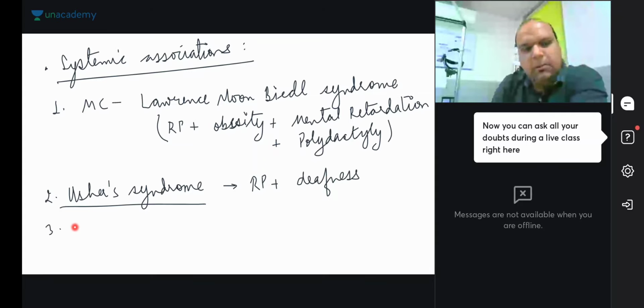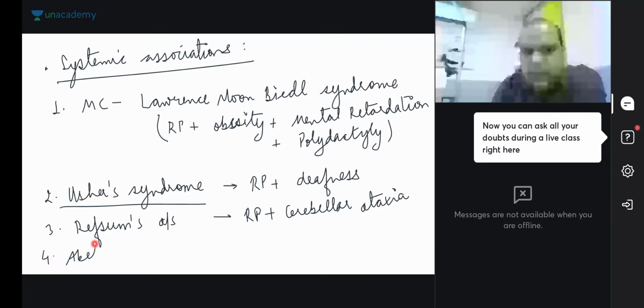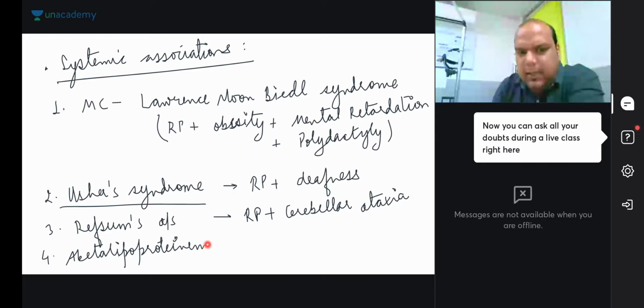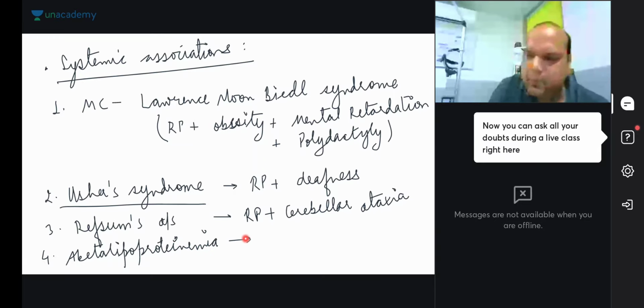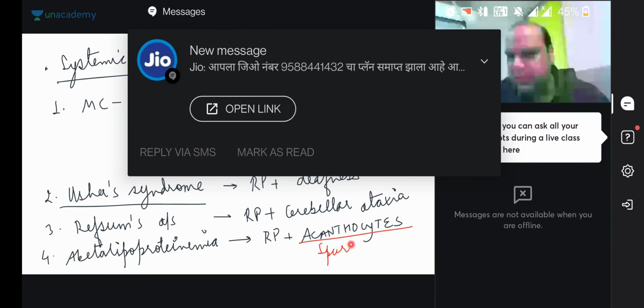Number 3, Refsum's disease. Refsum's disease is RP plus cerebellar ataxia. And then one condition which is related to pathology, if you know it, abetalipoproteinemia. Abetalipoproteinemia. So this is retinitis pigmentosa plus acanthocytes. Acanthocytes are also known as spur cells. I hope you understand this. So this is a blood abnormality basically. Along with retinitis pigmentosa, there is a blood abnormality, acanthocytes or spur cells.